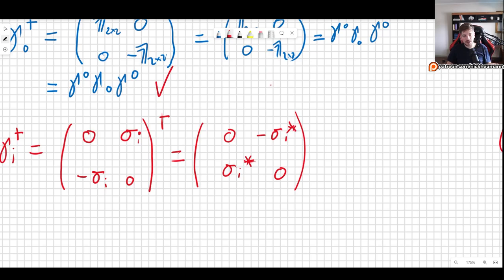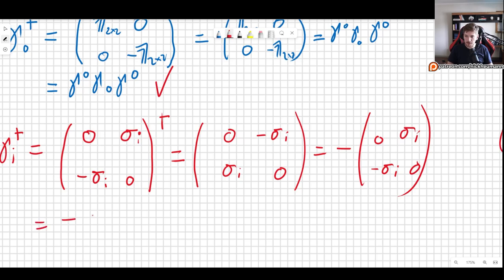However, the Pauli matrices are Hermitian, right? That's one of the whole points of the Pauli matrices. So it's the same as its complex conjugate, so we can just get rid of it. So now we can factor out a minus sign, so we get minus 0 sigma I minus sigma I 0, and we are left with exactly the same that we had at the beginning. So this is simply minus gamma I.